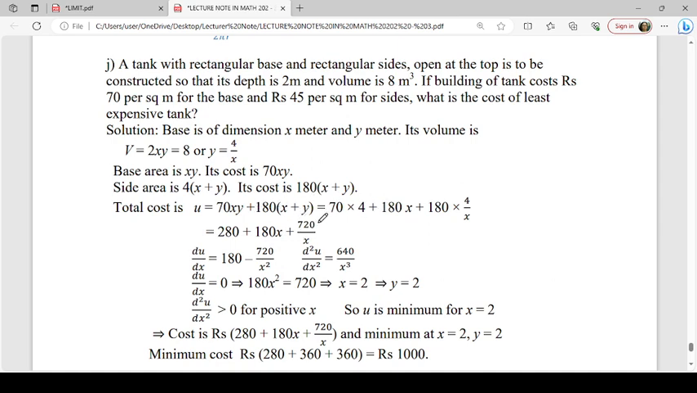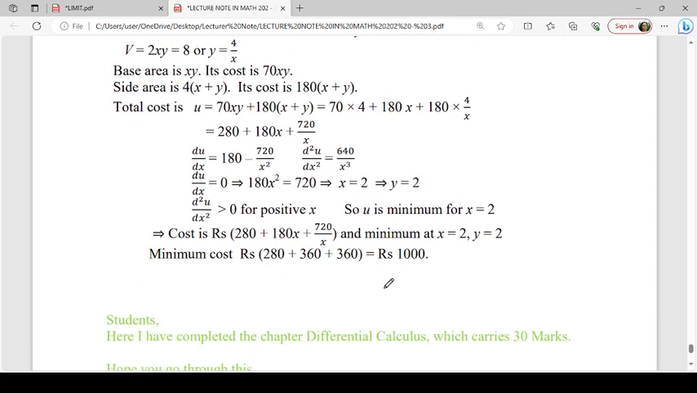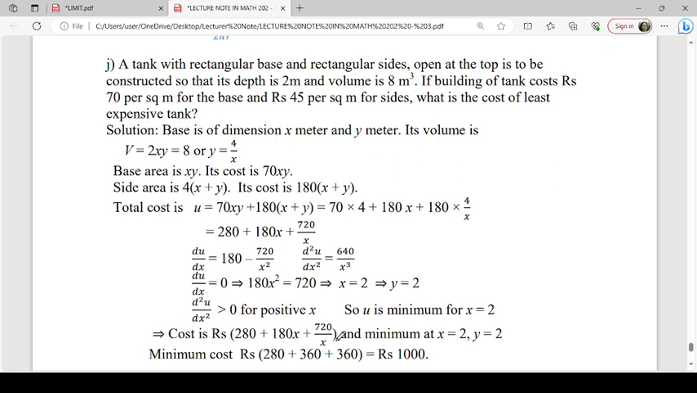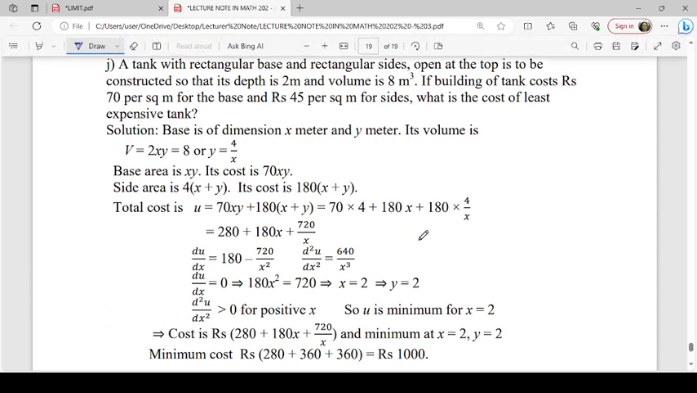It depends on the dimensions. So x, y are the dimensions. So this cost is rupees this per square meter. So we need the dimensions of this. So this minimum cost is rupees 1000. So these are the examples for this extreme value of function, application of derivative.